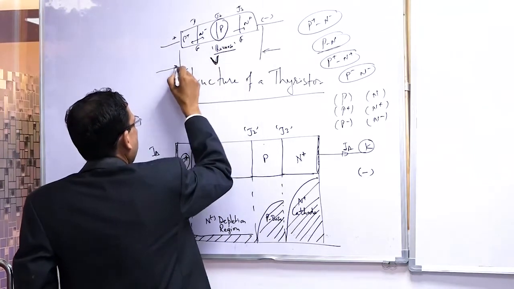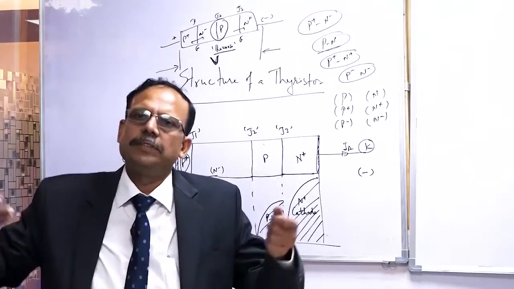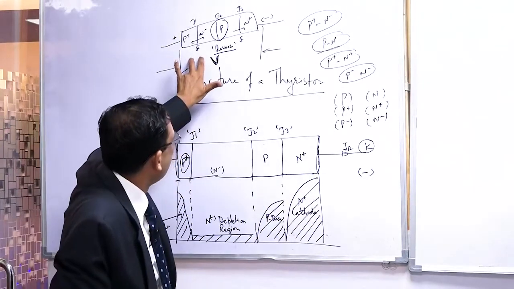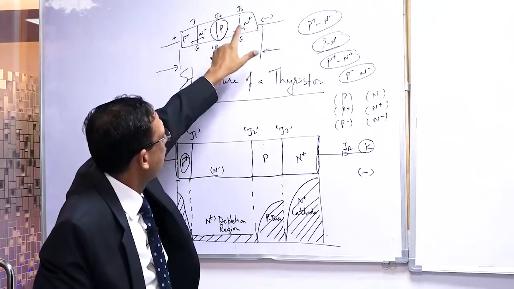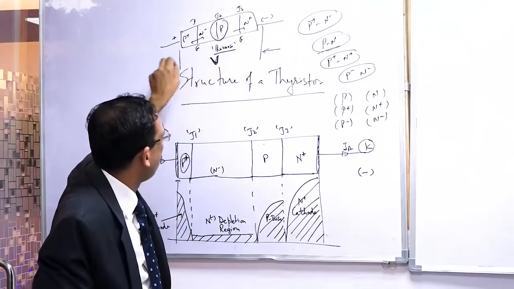What is this voltage applied? What will happen to whether it will be conducting or not conducting? If a positive voltage is applied across a thyristor, the first junction J1 is forward biased, it is a short. This is also short. Now this is going to be reverse biased. So what is going to happen?